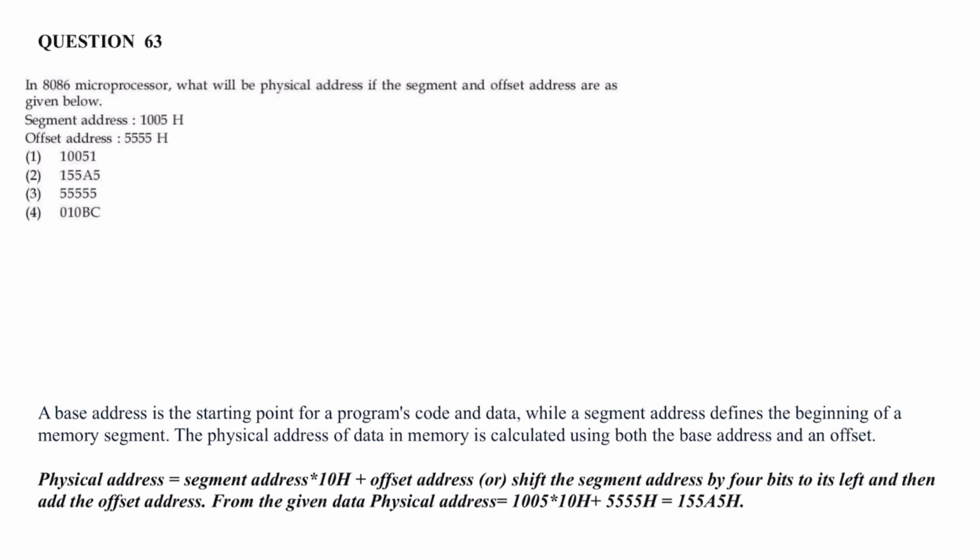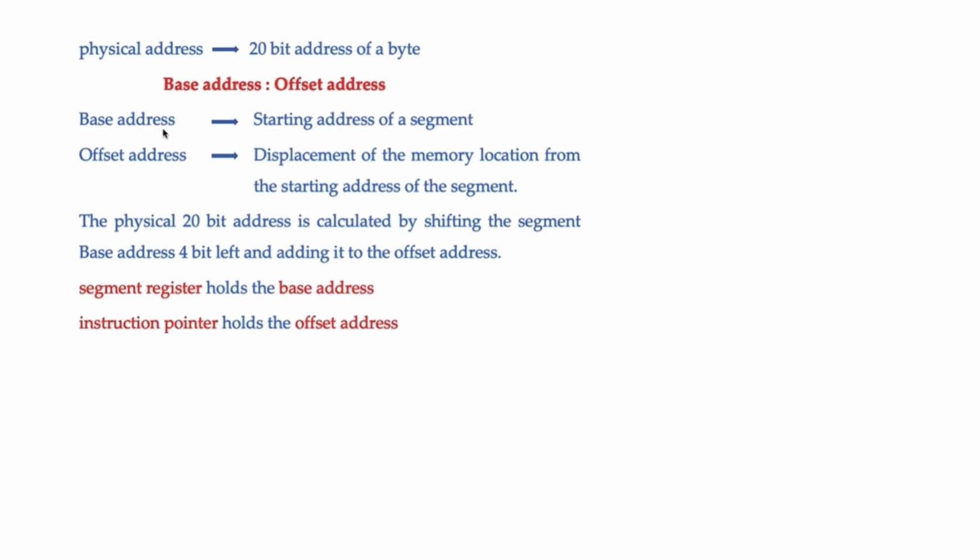The physical address in 8086 is a 20-bit address. Base address is the starting address of the segment. Offset address is the displacement of the memory location from the starting address of the segment. So this 20-bit physical address is calculated by shifting the segment base address 4 bits left and then adding it to the offset address.